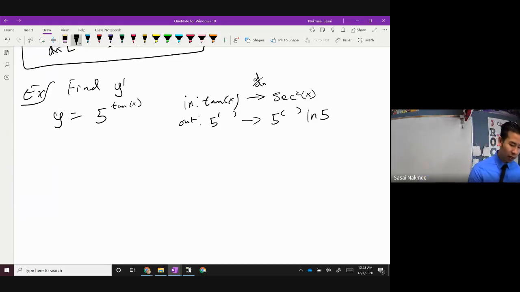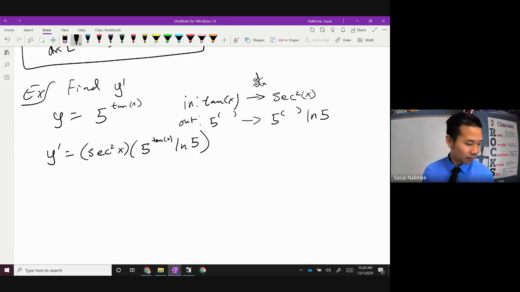So when I'm asked to find the derivative of this guy, I write down the derivative of the inside. The derivative of the inside is secant squared x. What's the derivative of the outside? The derivative of the outside is 5 to the tangent of x times the natural log of 5. And that's it.